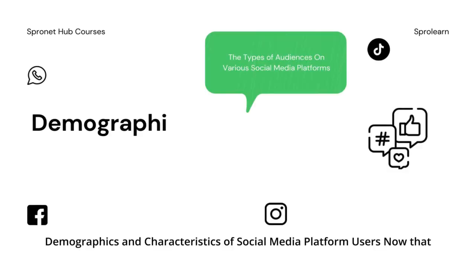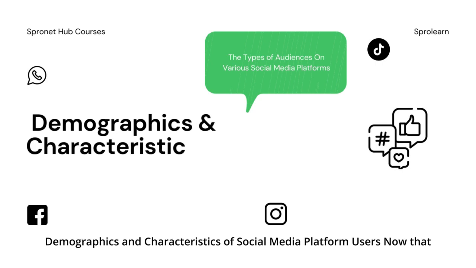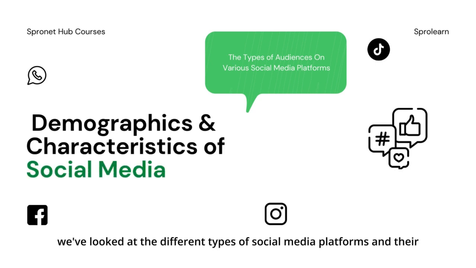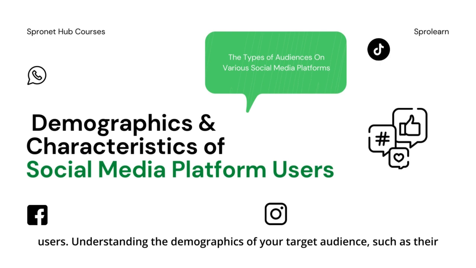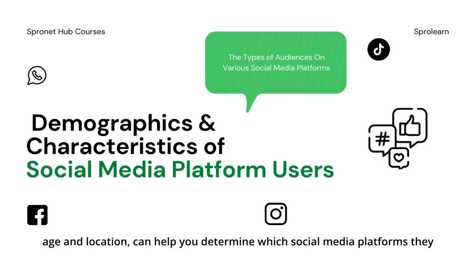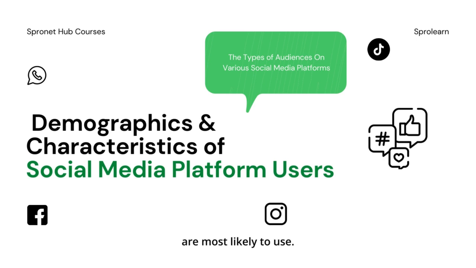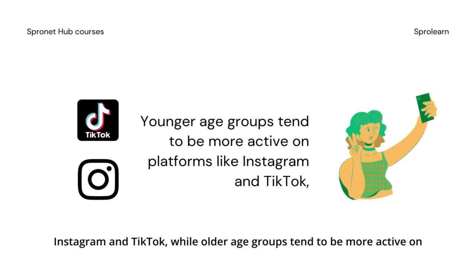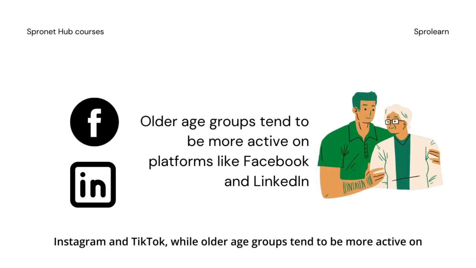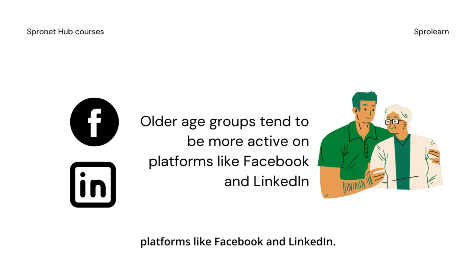Demographics and characteristics of social media platform users. Now that we've looked at the different types of social media platforms and their features, let's consider the demographics and characteristics of their users. Understanding the demographics of your target audience, such as their age and location, can help you determine which social media platforms they are most likely to use. For example, younger age groups tend to be more active on platforms like Instagram and TikTok, while older age groups tend to be more active on platforms like Facebook and LinkedIn.